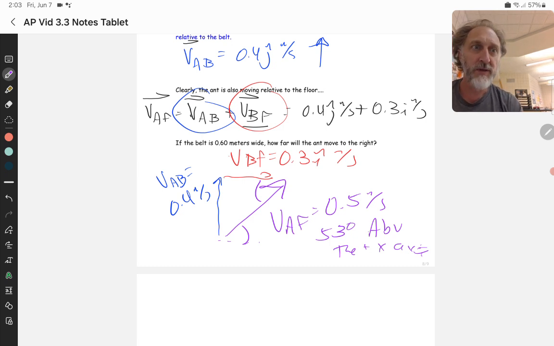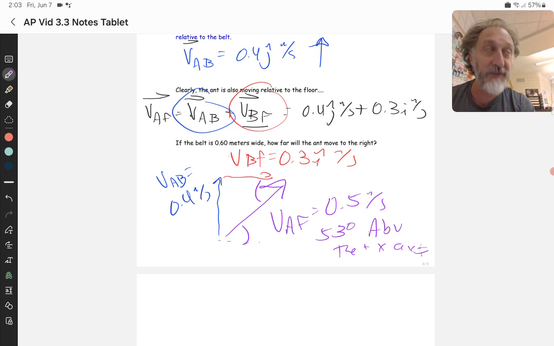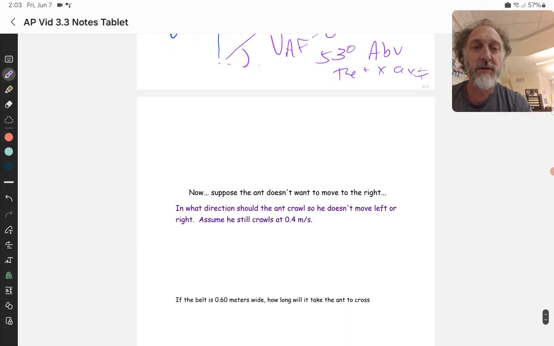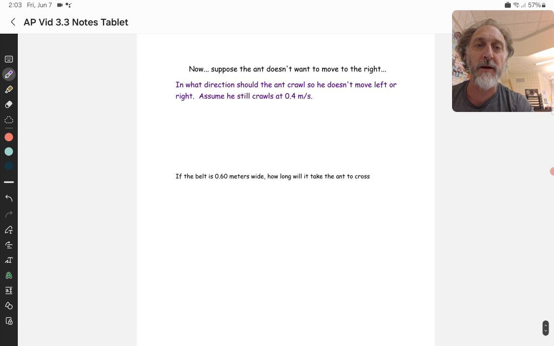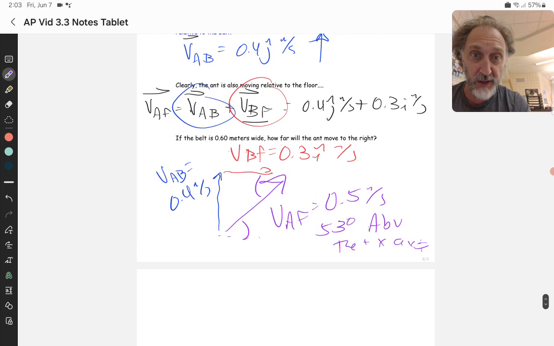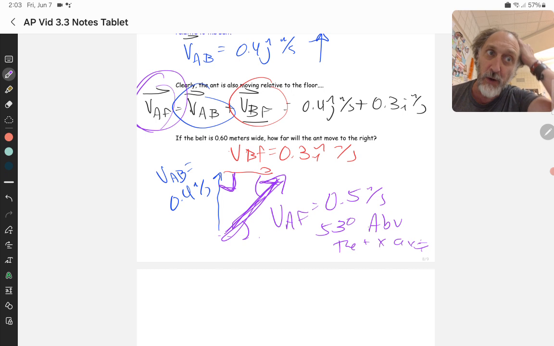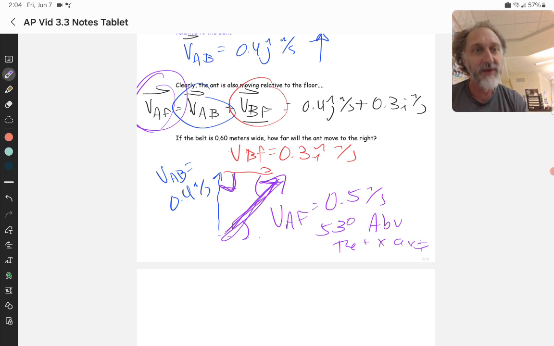Cool. All right, let's do our last example. Notice here on this one, my resultant was in fact the hypotenuse of my triangle because it's across from the right angle. That is not always the case. In fact, these triangles technically don't even have to be right triangles. For the AP exam, more than likely they will be, but they don't technically have to be.